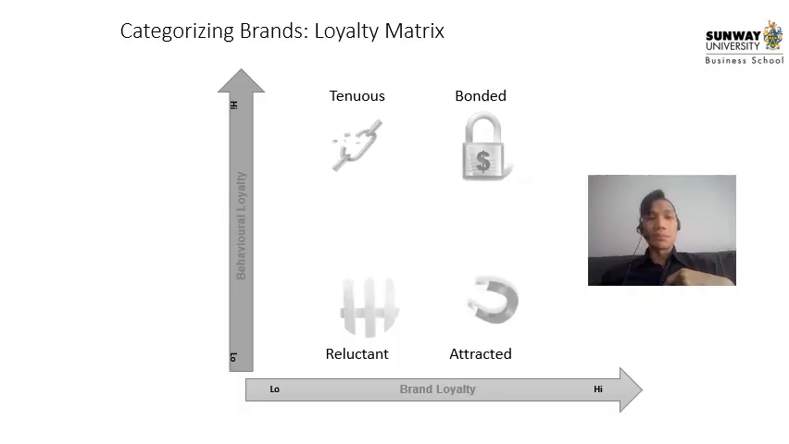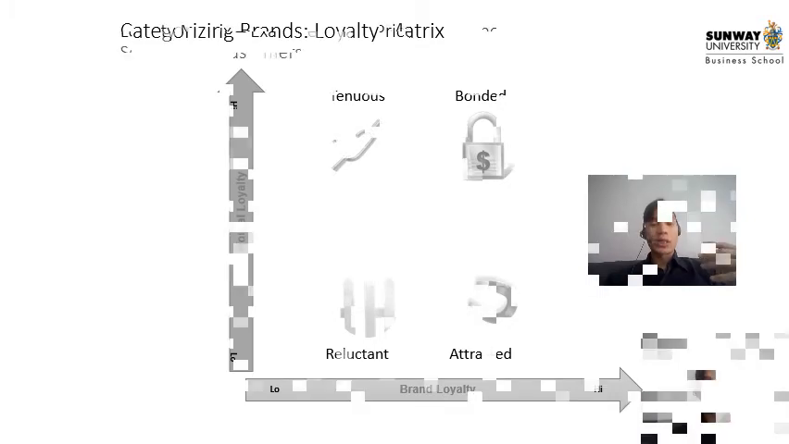So, categorizing brands underneath a brand loyalty matrix, I call this. Okay, you can see that there is the behavioral loyalty and then there's the brand loyalty. So there are four types in the brand loyalty matrix, which are tenuous, bonded, reluctant, and attractive.